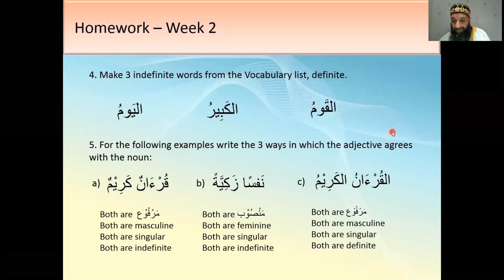What makes them singular? Good question. We're gonna do that today, inshallah. Okay.